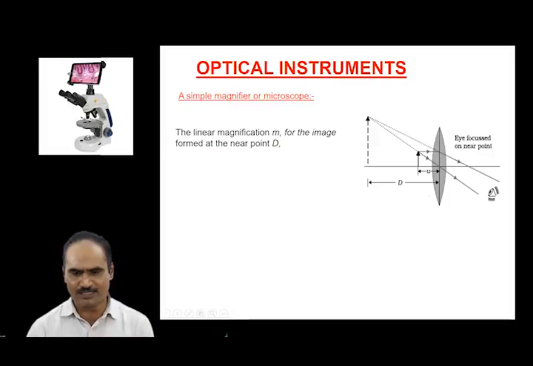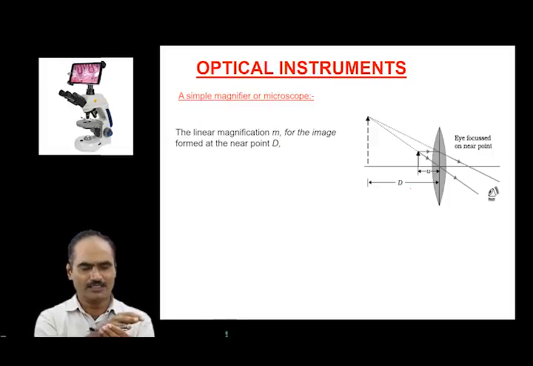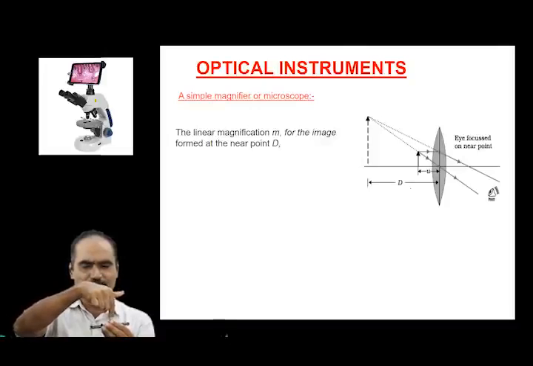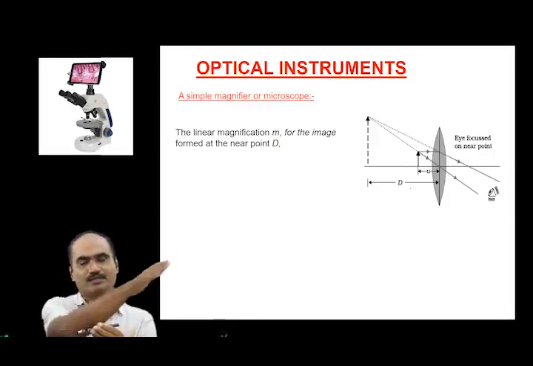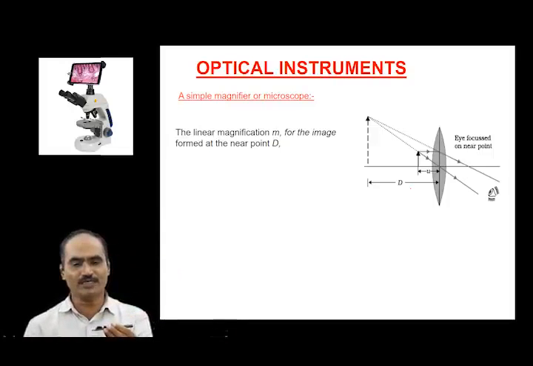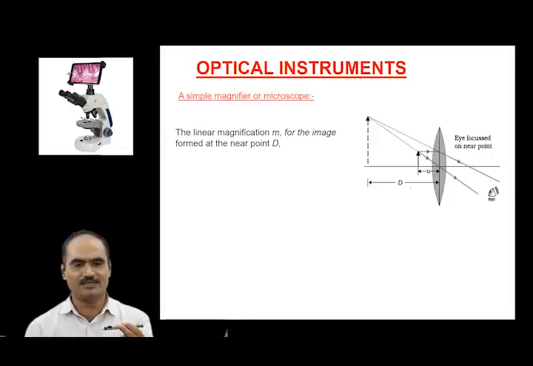Suppose you take an object between the principal focus and the optical center. Suppose this is a lens, this is the optical center, and this is the principal focus. Then when you keep an object here and see from this side, it forms a virtual image, in an erect manner. So the image formed is virtual and magnified.